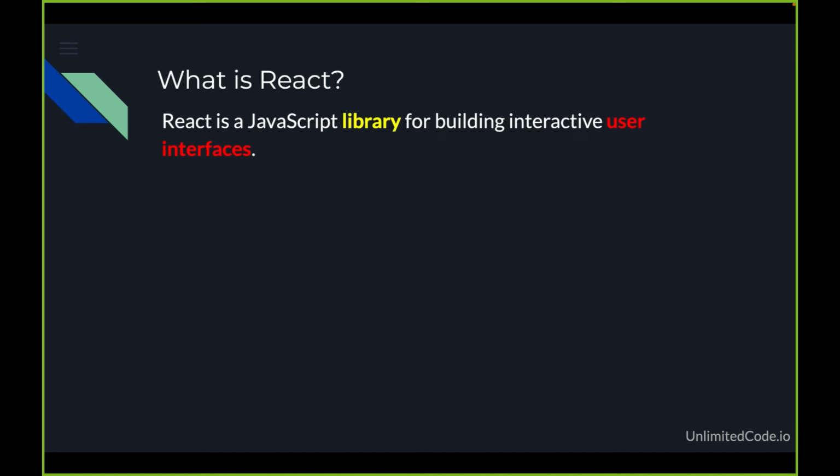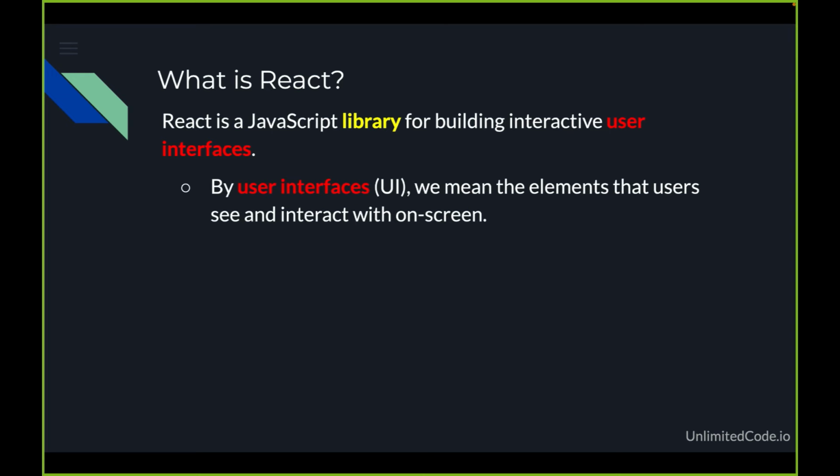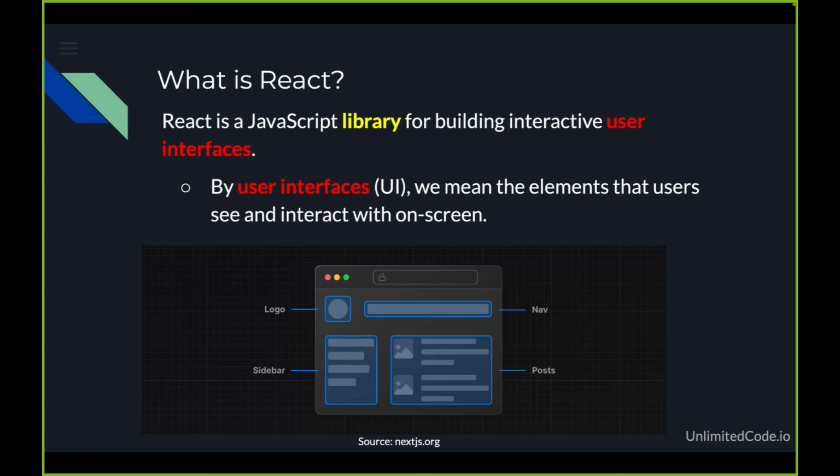Again, what is React? React is a JavaScript library for building interactive user interfaces. That's what it does. It's just to build UIs for your user to be able to interact with them, right? So by user interface, we mean the elements that the users can see or what they can interact with on the screen. And you can see this diagram, for example. That logo is a user interface.